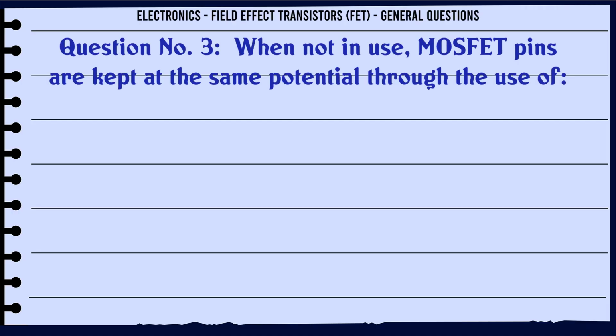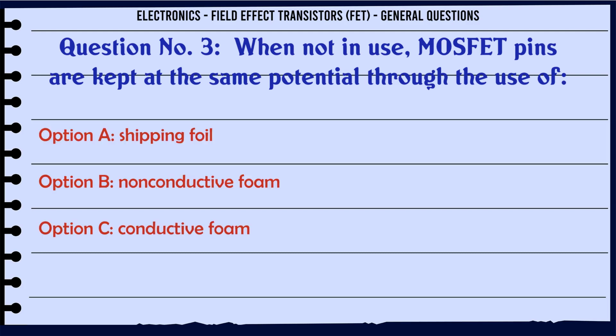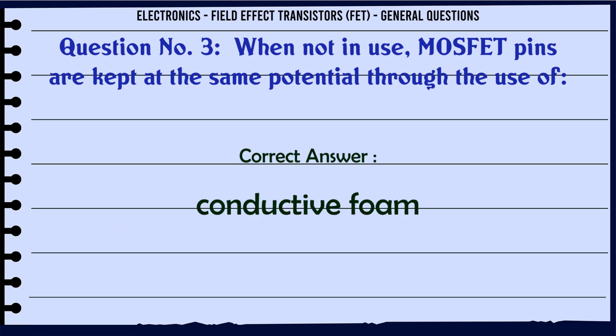When not in use, MOSFET pins are kept at the same potential through the use of A. shipping foil, B. non-conductive foam, C. conductive foam, D. a wrist strap. The correct answer is conductive foam.